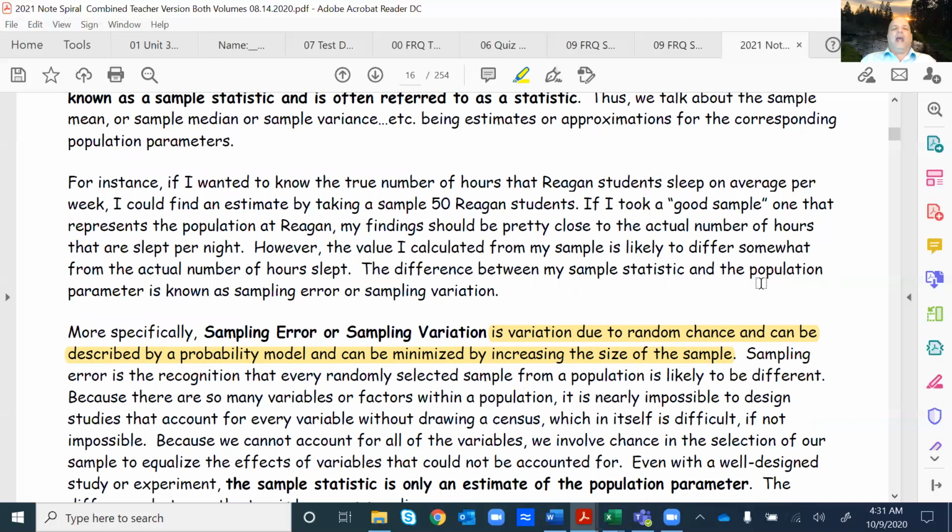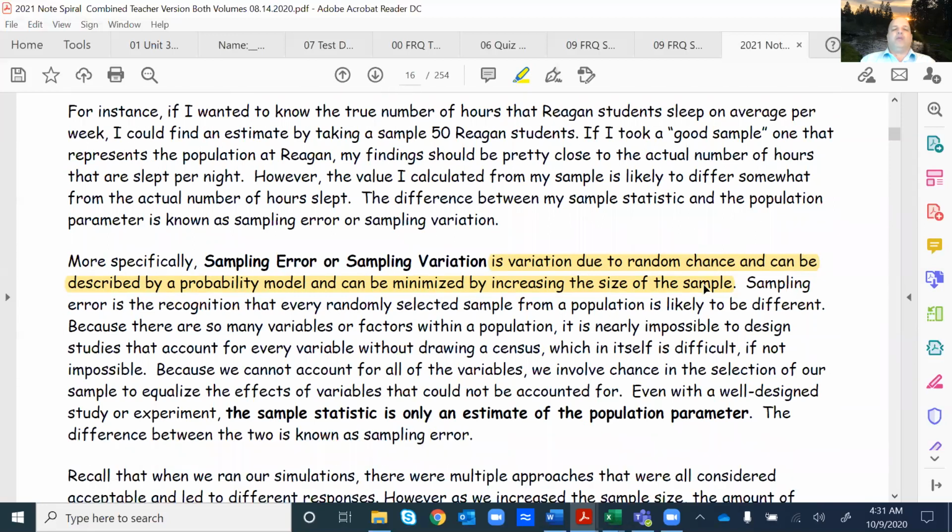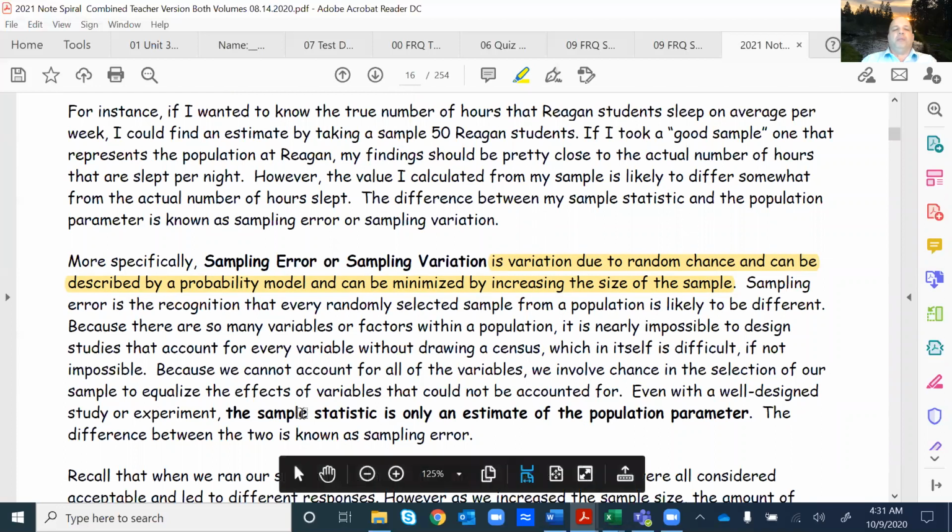The reason we have sampling error is because the sample was used to estimate the population, all right? It's almost always going to be there. Matter of fact, we can just say this: it's always going to be there, and it's always going to be there because the sample is only part of the population, all right? And that difference between the two is the sampling error.